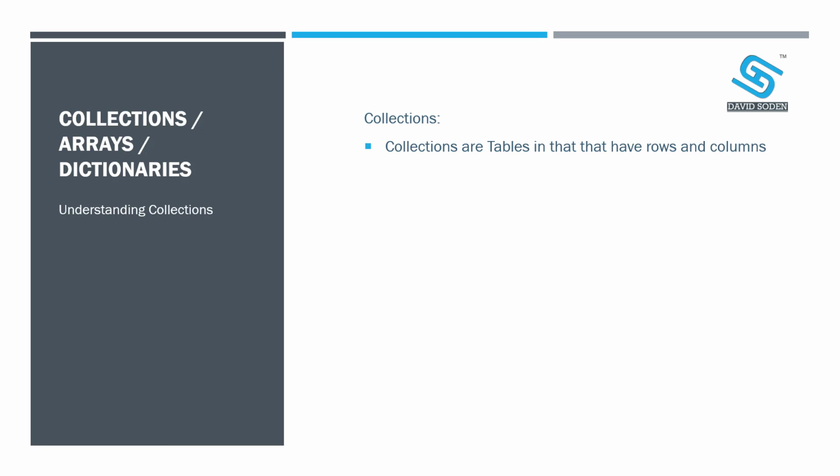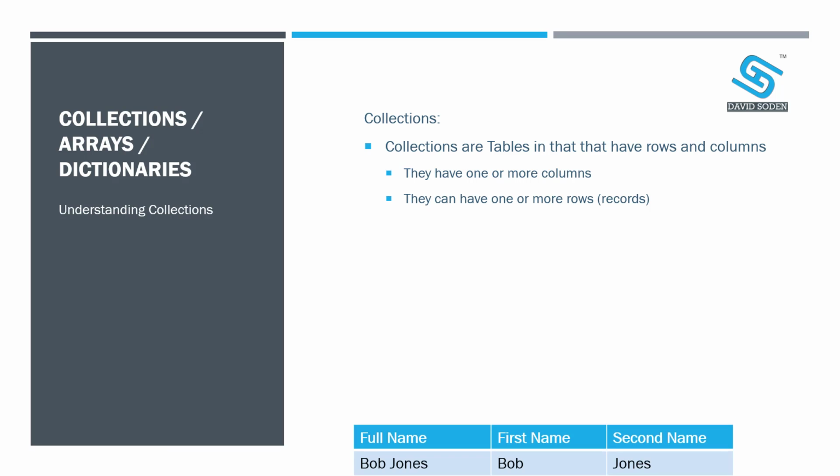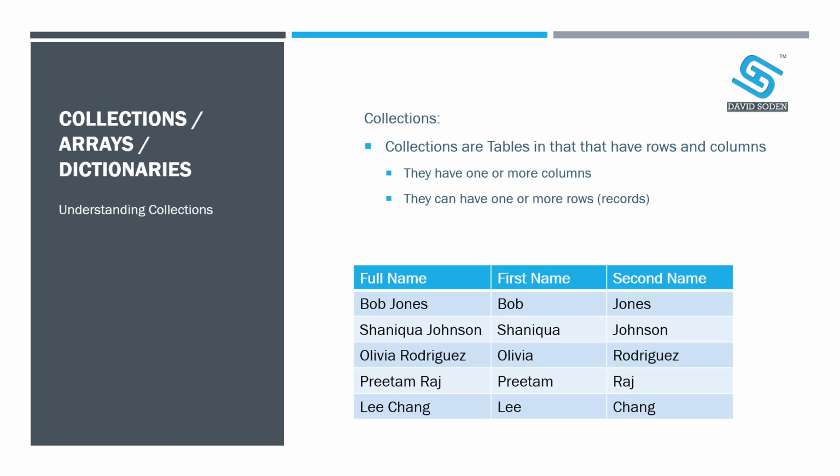A collection is essentially a table, and it has rows and columns. It can have one or more columns, and it can have one or more records. You've seen this earlier in our other example, with the full name, first name. I should have said last name, not second name. In any event, I'm going to leave the error in there. But I just wanted to let you see essentially what a table is and what a collection is. But keep in mind, this isn't in a spreadsheet. This is in memory. It's non-persistent storage.